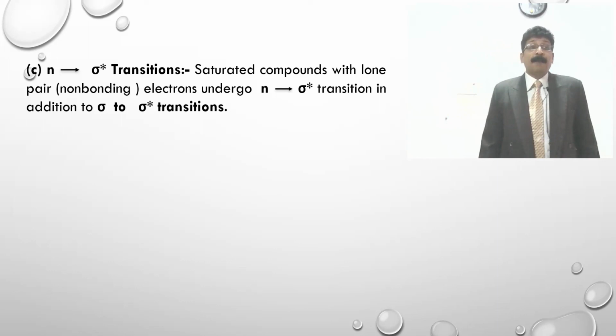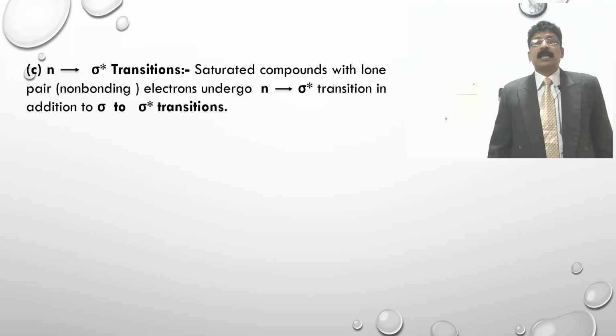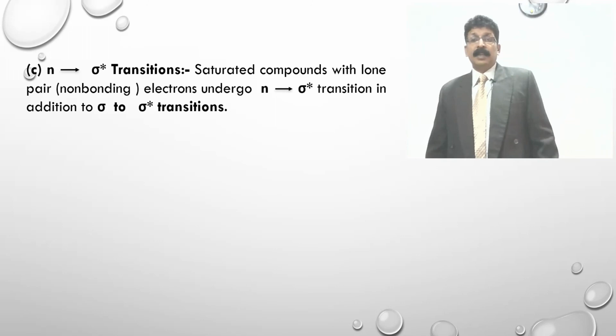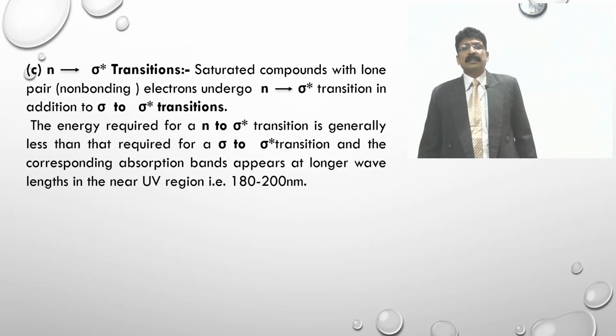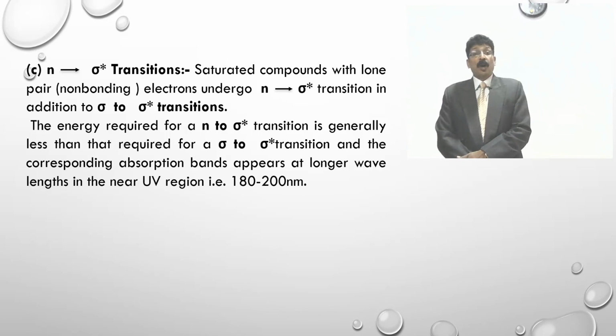If there are unbonded electrons, how may they be there? Electrons are present due to hetero atoms, if they are having substituents. There will be n to sigma star transition in addition to sigma to sigma star transition. The energy required for the n to sigma star transition is generally less than that required for the sigma to sigma star transition, and the corresponding absorption appears at longer wavelength in the near UV region, that is 180 to 200 nanometer.